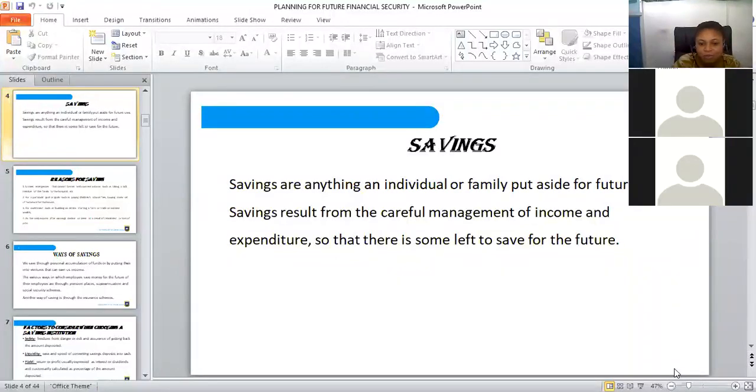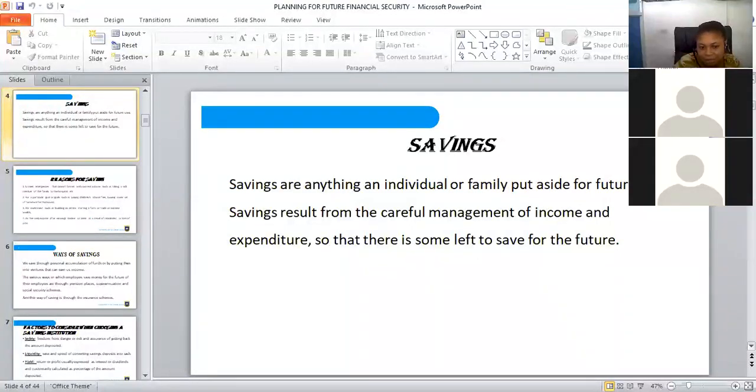Now, savings result from the careful management of income and expenditure so that there is some left to save for the future. So whatever you receive as income, you must not spend all. You need to reserve some and then you save. Remember our previous lessons when we discussed budget, we said a very good budget must have savings as one of the items in the budget. So it's just a continuation of the whole unit we started.